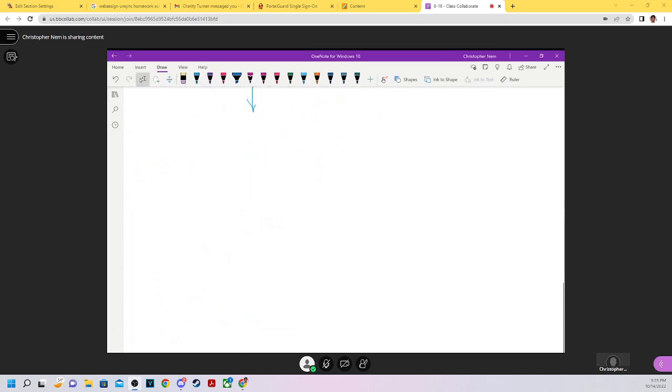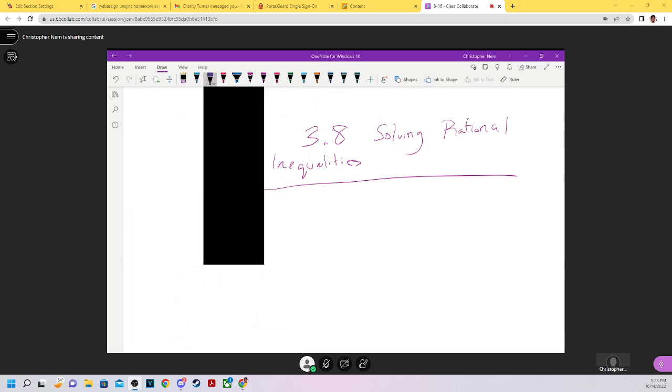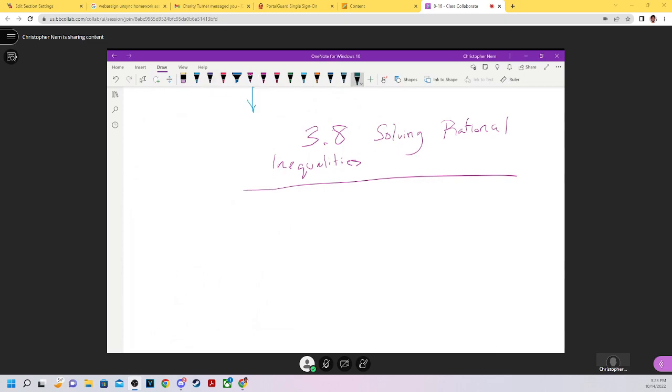Now we move on to the final subject for chapter 3. 3.8. Solving rational inequalities. Now the good side, you don't even need to graph this. To solve rational inequalities, you do not need to graph it. Now, it does help having a visual demonstration of it, but it's not necessary. We can do it algebraically. I don't expect a sketch every single time. When you get to calculus, you will be sketching, but I don't expect a sketch every single time.